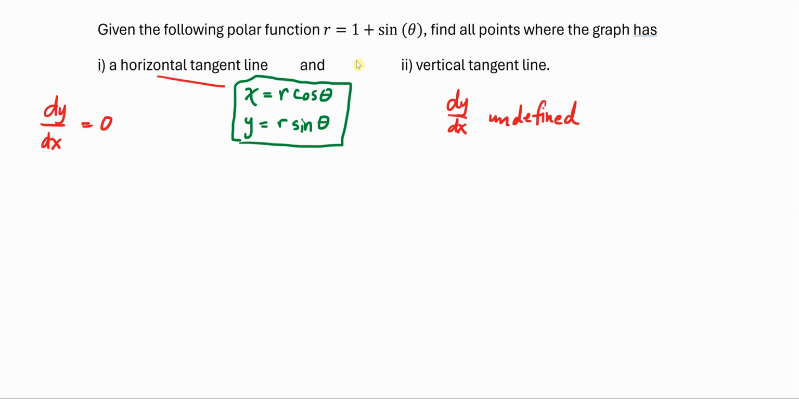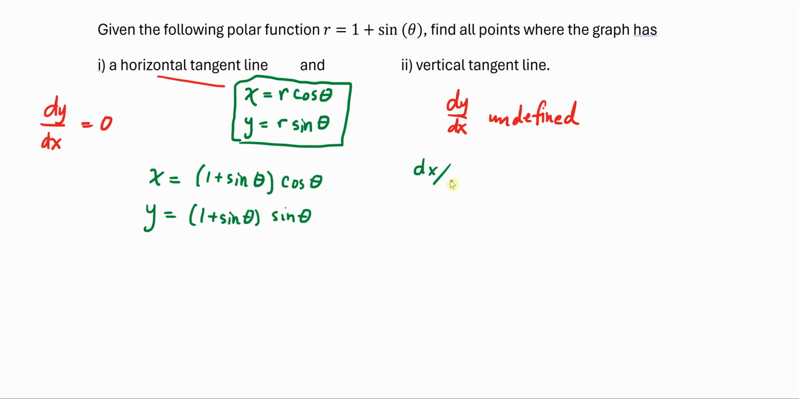All right, so specific to our problem, x is equal to r, which is 1 plus sine theta, times cosine theta. And y is equal to the same thing, r sine theta, so 1 plus sine theta, times sine theta. Then I'm going to work through the details here. dx d theta, the derivative of x relative to theta, is going to be equal to negative sine of theta.